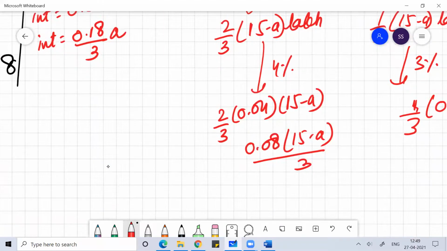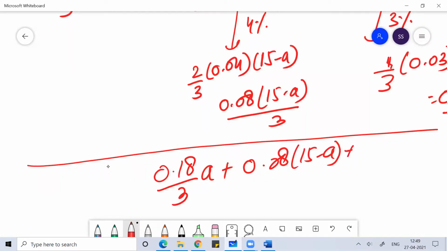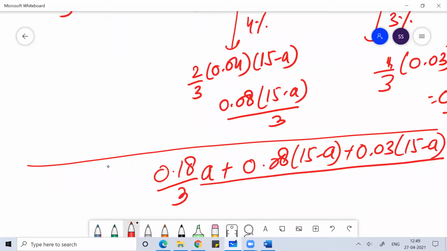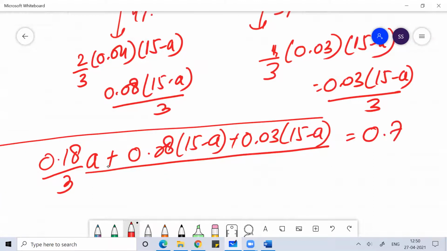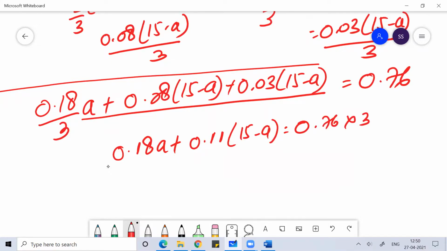So you can see the total interest earned is 0.18A by 3 plus 0.08 into 15 minus A plus 0.03 into 15 minus A, where everywhere the denominator is 3. And the final interest earned is 76,000, which I can write as 0.76 lakh. So you simply need to solve this. If you solve this, it is 0.18A plus 0.11 into 15 minus A equals 0.76 into 3. I converted 76,000 into lakh.